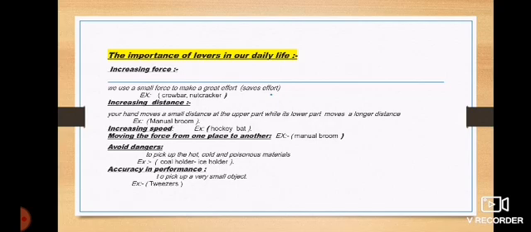And we can use levers to avoid dangers, like to pick up hot and cold or poisonous material, like the coal holder or ice holder. And the last use is accuracy in performance, like picking up very small objects with the tweezer.